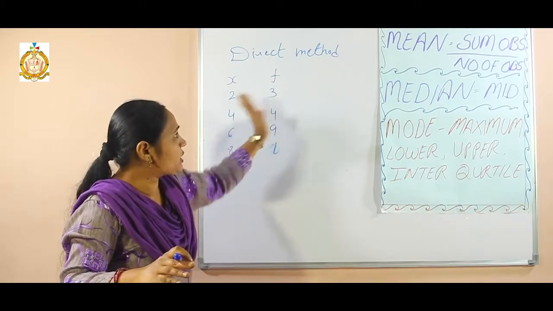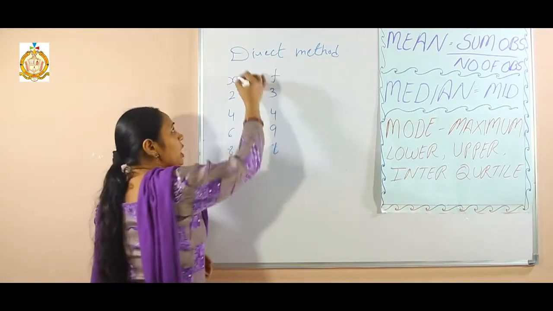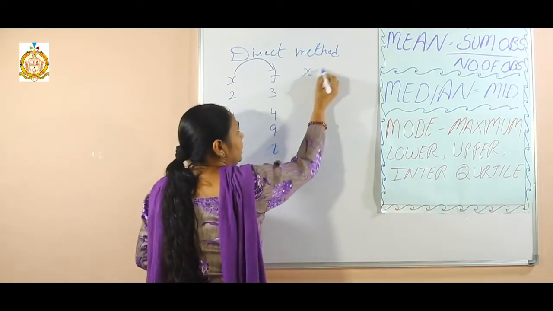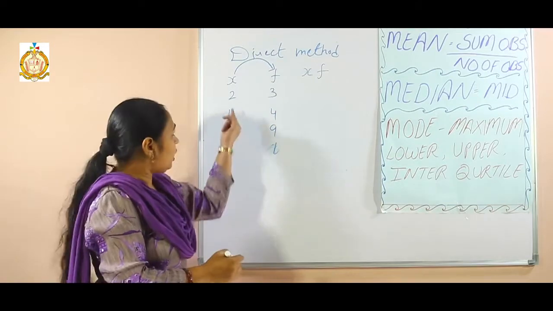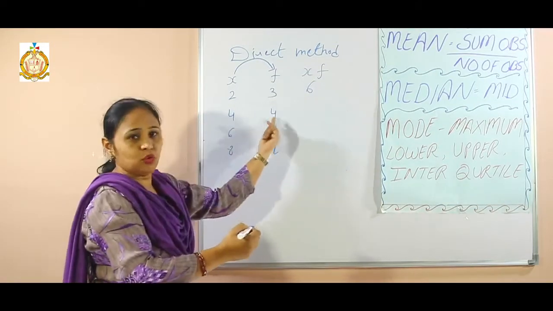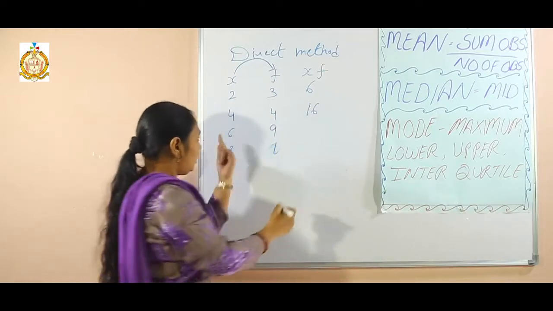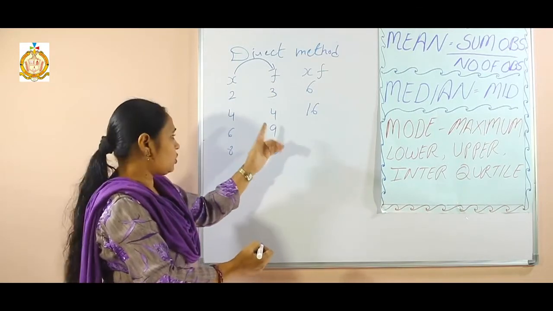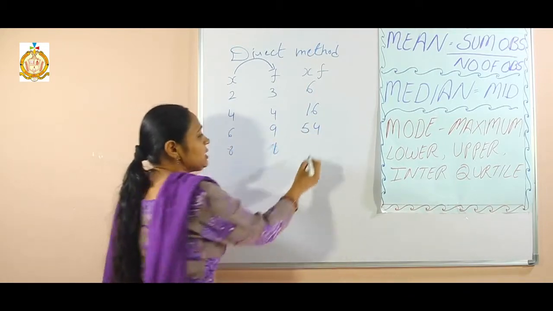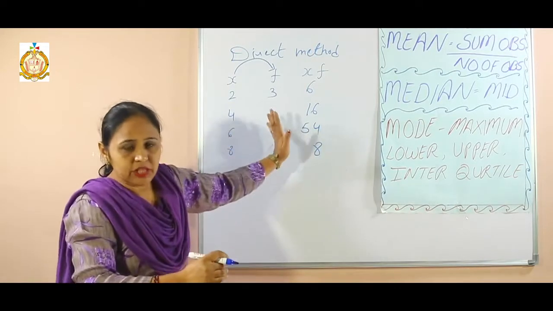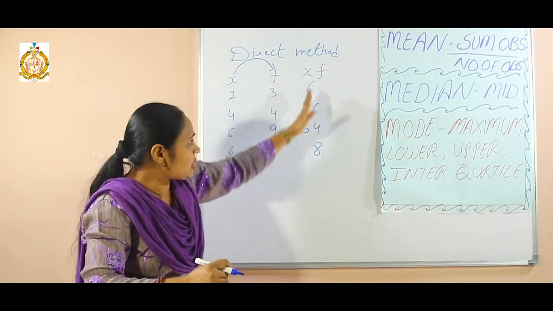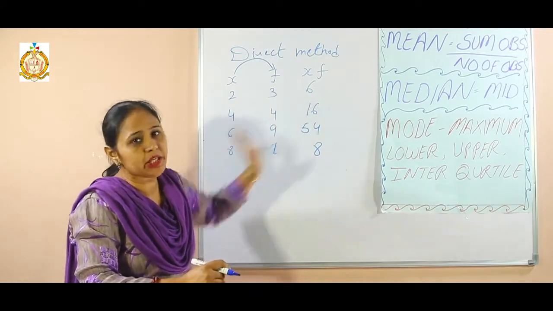If I want to use the direct method, then what to do? I have to multiply this x with f. That means I will find the value of fx. Now 2 multiplied by 3 becomes 6, 4 multiplied by 4 becomes 16, then 9 multiplied by 6 becomes 54, then 8 ones are 8. First I find the multiplication of x and f. This is called direct. We multiply it directly.